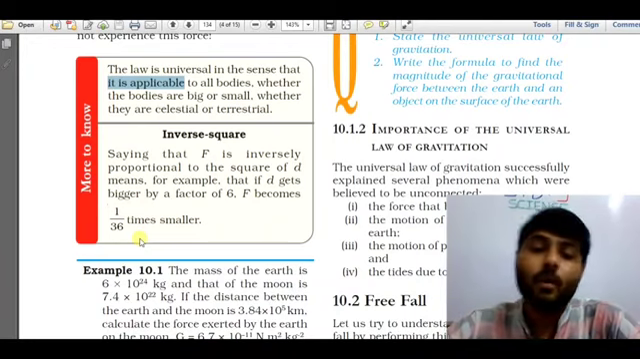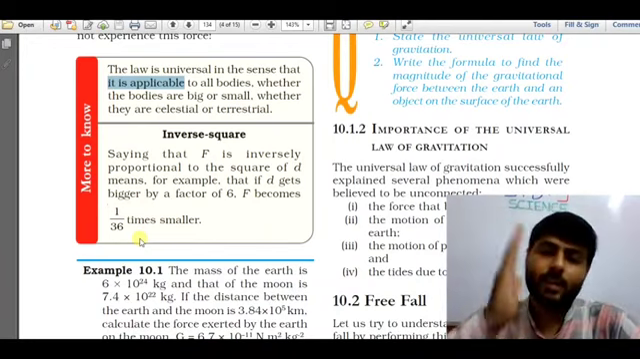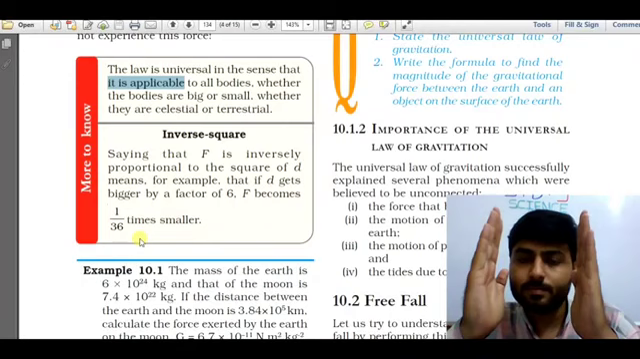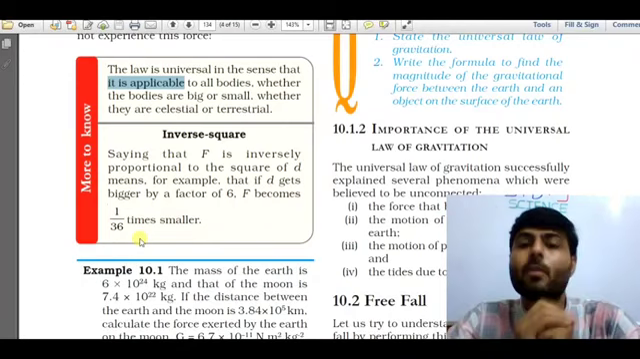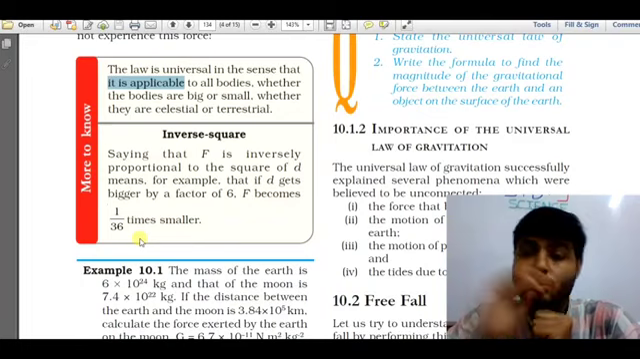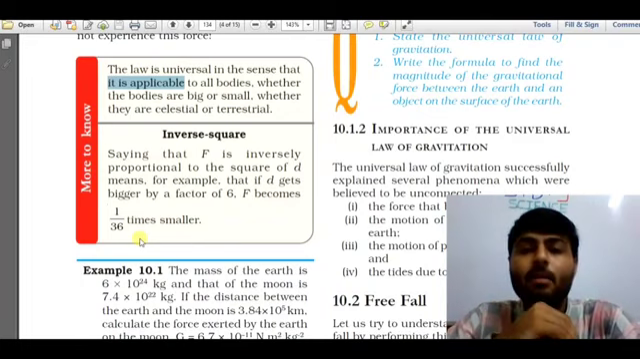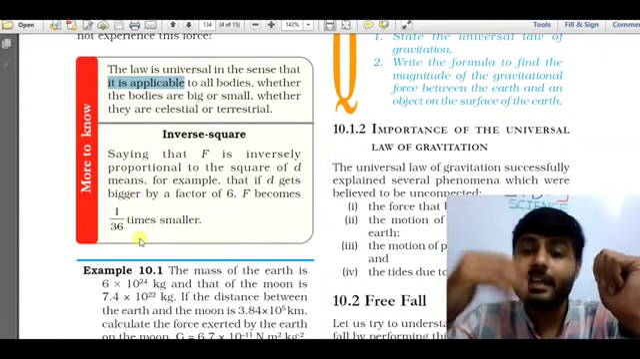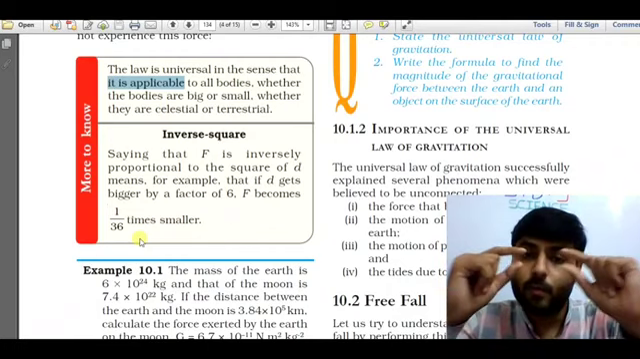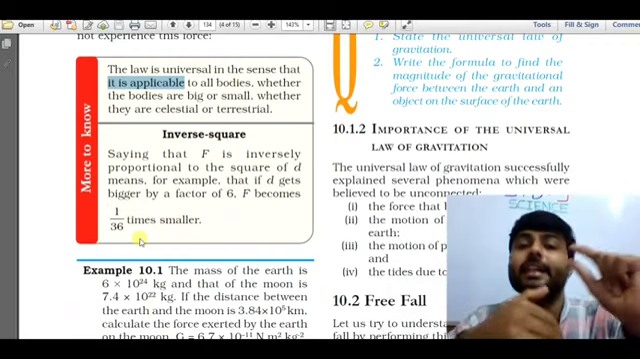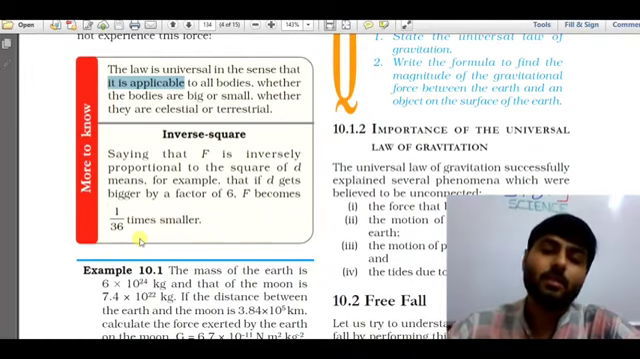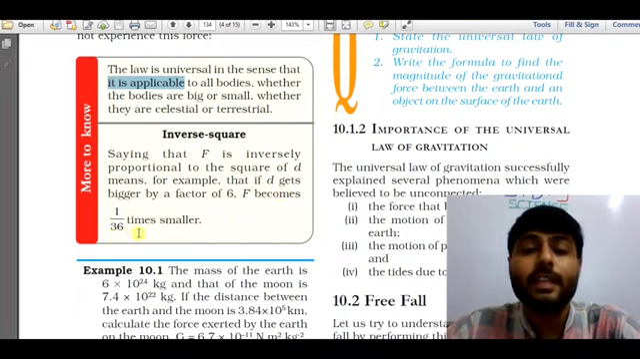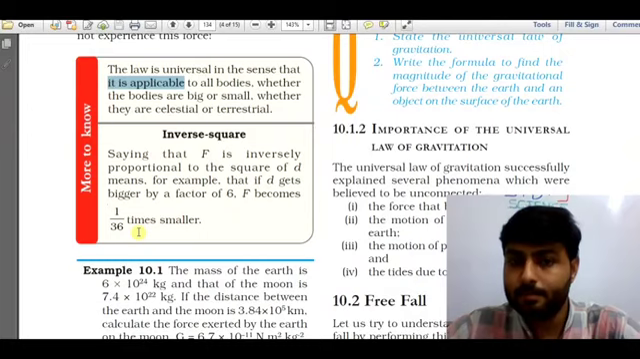Why? Because in the first situation, where you and your friend are at 1 meter distance, the value of d is 1, so the square of 1 is 1. Now we have the value of d as 6, so the square of d, that is 6, is 36. So the value of F will be decreased by 36 times. So it means that F becomes 1 by 36 times smaller.